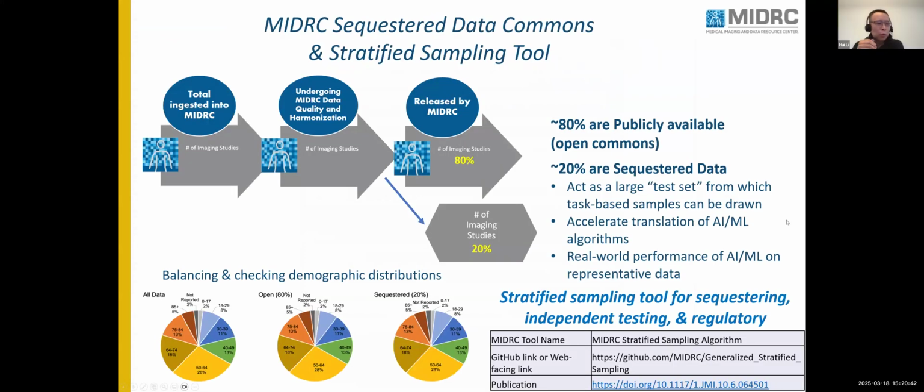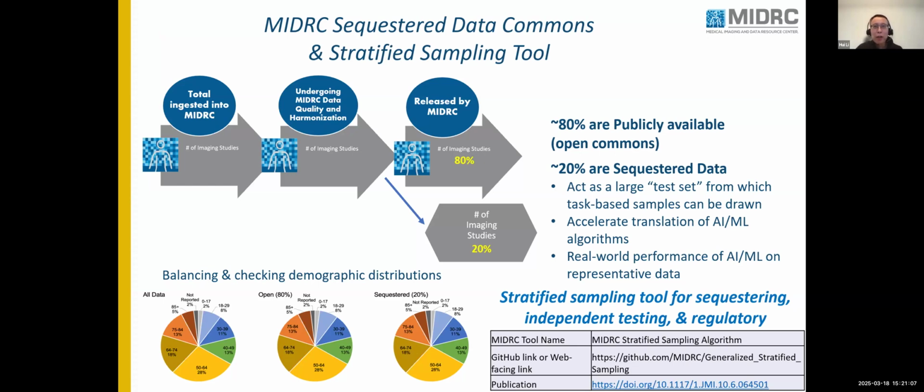The next tool I'm going to talk about is the MIDRC stratified sampling tool. This tool is used to ensure the samples are representative of various subgroups within the dataset. It supports the development of more robust and generalizable models. We use the stratified sampling tool to divide MIDRC data into two columns.